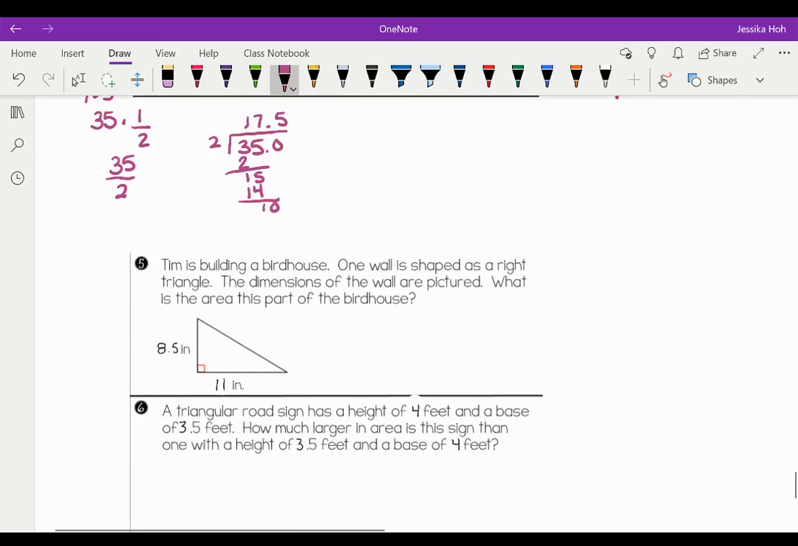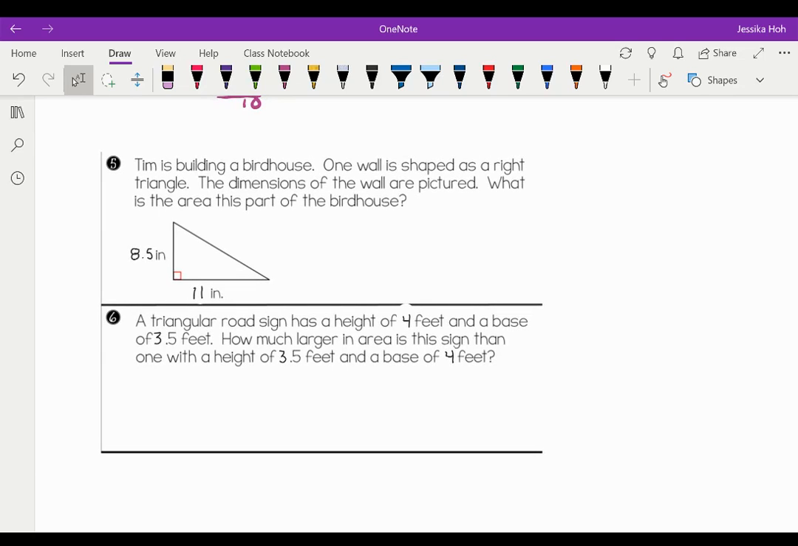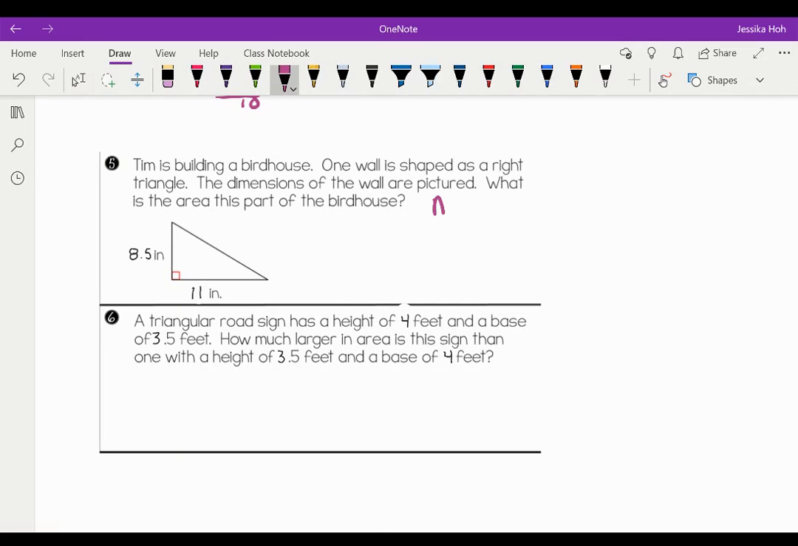All right, I have 2 word problems for us today. So Tim is building a birdhouse. One wall is shaped as a right triangle. The dimensions of the wall are pictured. What is the area of the birdhouse? So first off, we know that area for a triangle is 1/2 times base times height. And here's my triangle over here. So I'm going to figure out what my base and my height is. 8.5 would be my height. 11 would be my base. So I'm going to plug in those numbers for my variables.